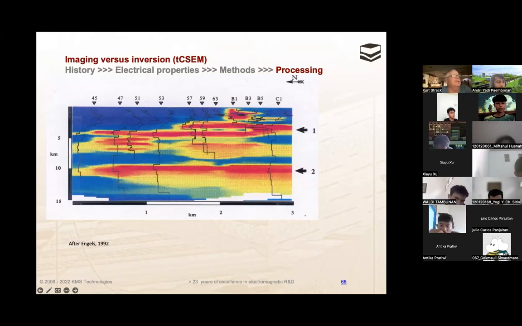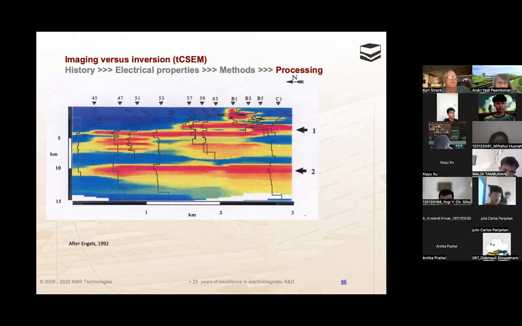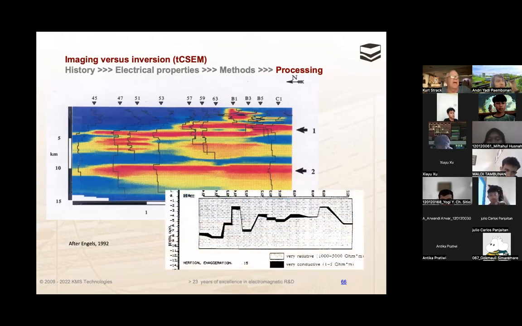But the inversion itself, because the inversion doesn't anticipate the complexity of the model, is garbage. It is uninterpretable. And I'm showing you in a second the inversion result. This is the inversion result. There is no resemblance between the geology and this result. So inversion is not always a very good tool, in particular in complex environments.